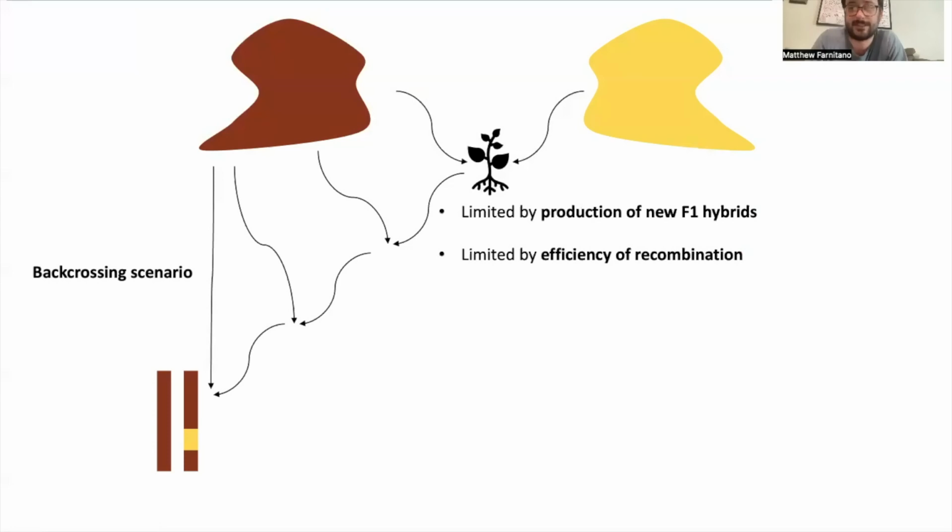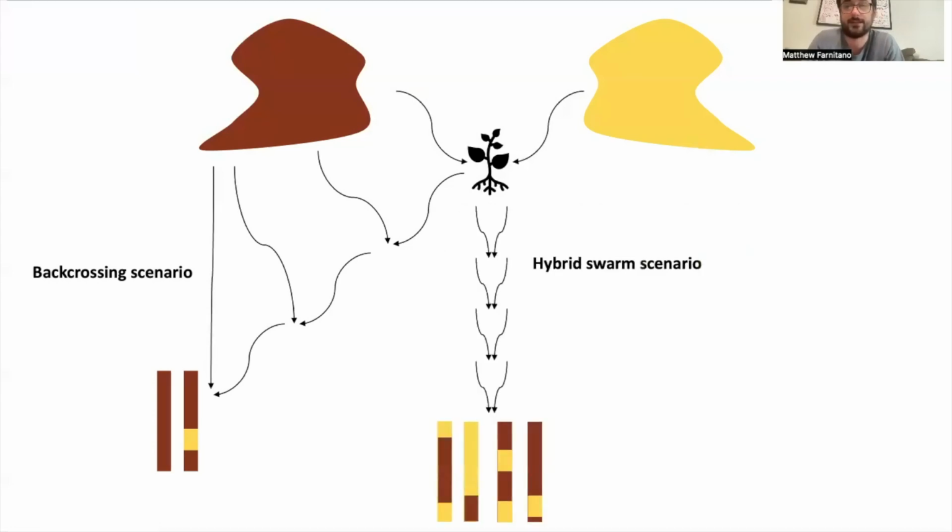So what if instead we had a situation where the original first generation hybrid either self-fertilizes or mates with another first generation hybrid and produces hybrid offspring? Those offspring then do the same thing, mating with other hybrids or self-fertilizing, and this happens for multiple generations. You end up with this hybrid swarm of lots of different individuals with hybrid ancestry, but they have different contributions of alleles from red and yellow.